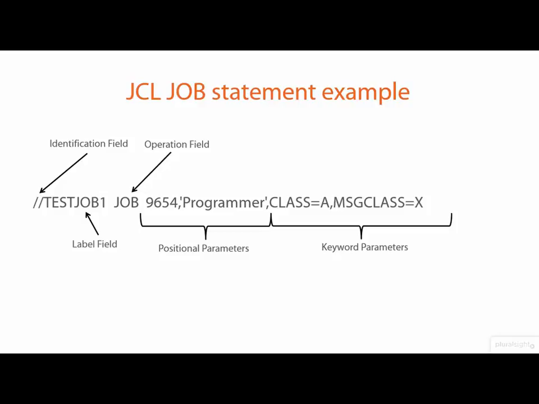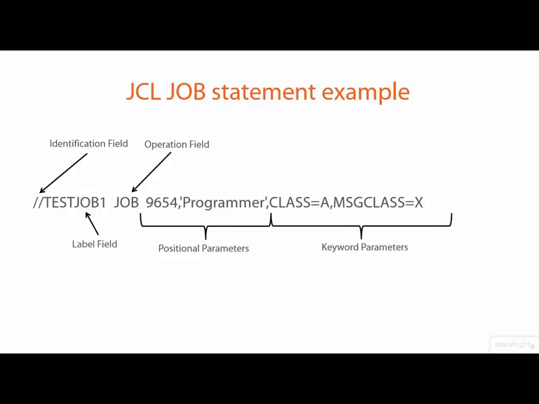After the label, we can see one space followed by the operation field and then another space. The operation field in this case identifies this JCL statement as a job statement. Following this, some of the parameters that we have may be coded on a job statement.